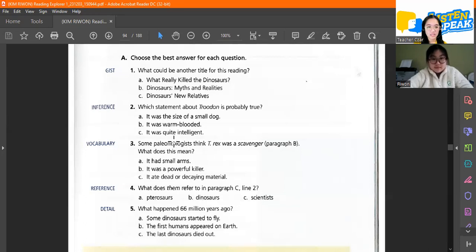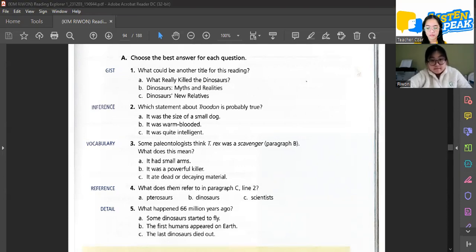Now, how about number two? Which statement about Troodon is probably true? It was quite intelligent. Yes, it is quite intelligent. Very good. Because Troodon is a type of dinosaur. Okay. How about number three?